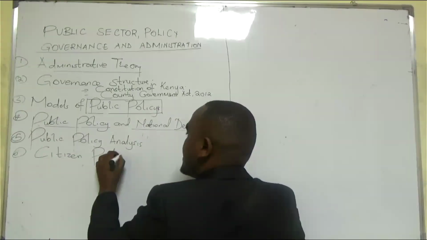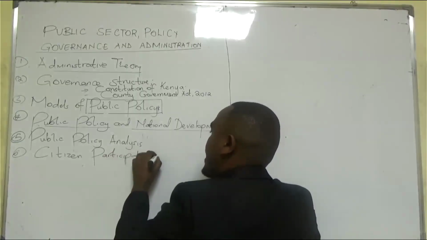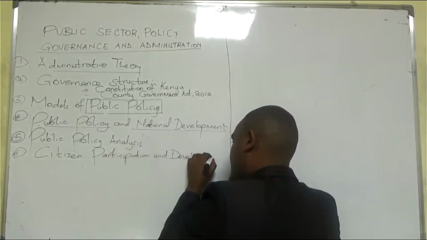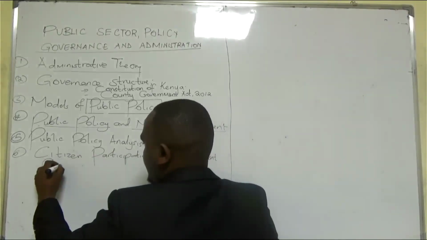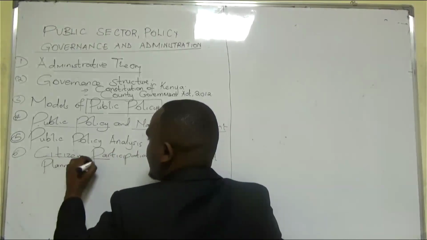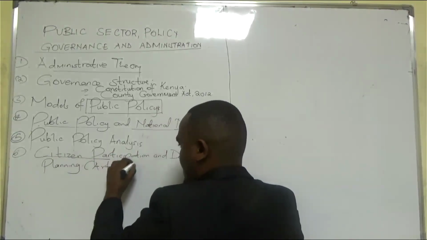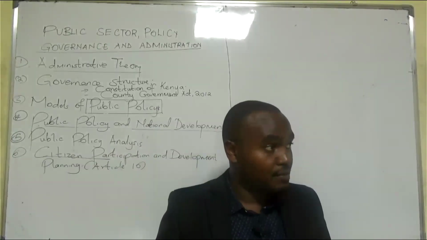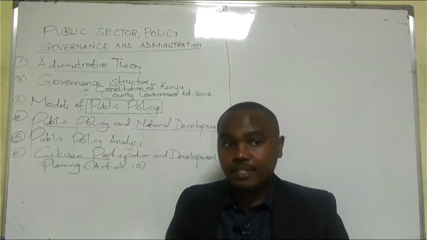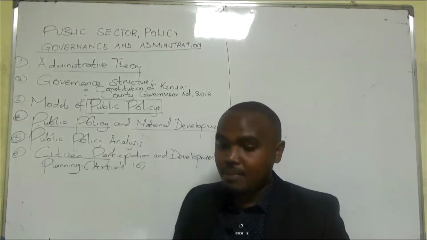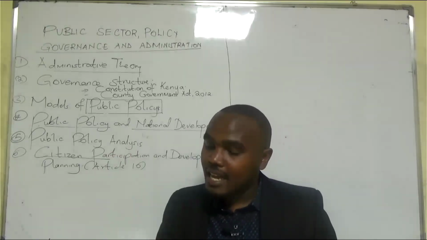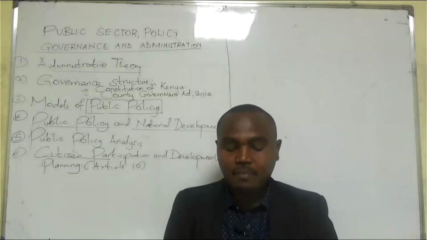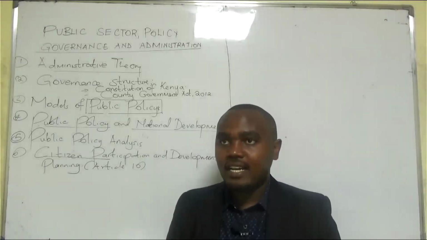After that, citizen participation and development planning. Where do we get this concept? We get it from Article 10 of the Constitution of Kenya. Why? Because Article 10 tells us that one of the national values and principles is public participation. And therefore, we will be asking ourselves, what are the different ways we can involve members of the public in the running of our country?